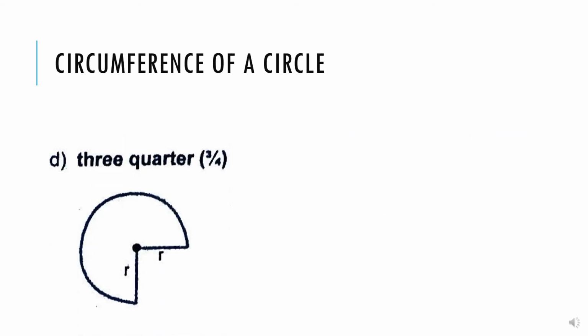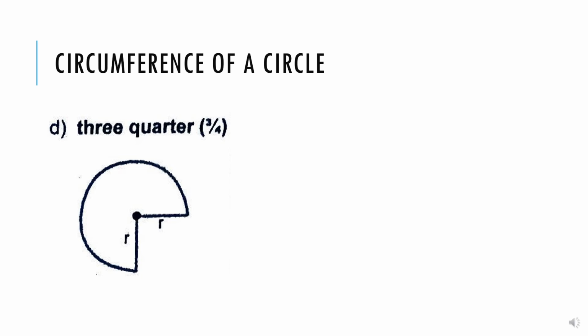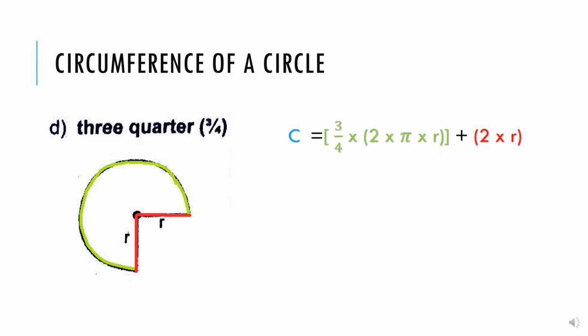Finally, how do we calculate the circumference of 3/4 of a circle? Again, the red lines represent the radius, and the green line represents 3/4 of the circumference of a full circle. The formula looks very similar to the previous one, except this time we want 3/4 of the value of a full circle's circumference plus 2 times the radius. So the formula is given as 3/4 times 2 times pi times the radius plus 2 times the radius again.